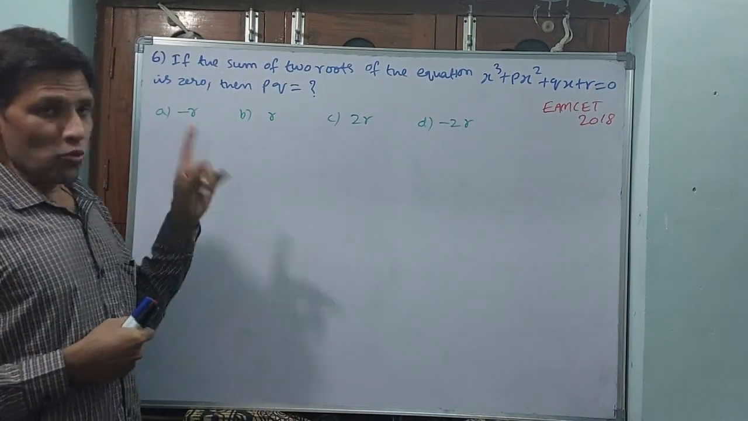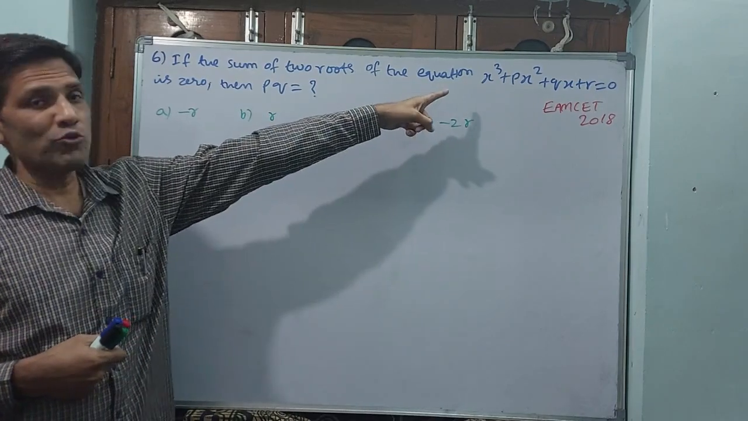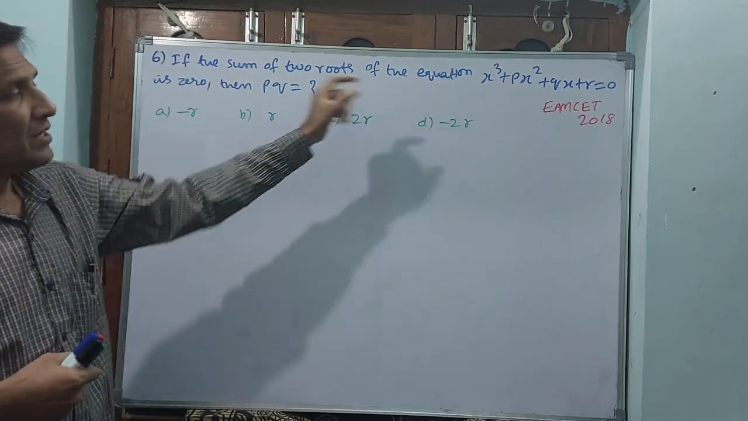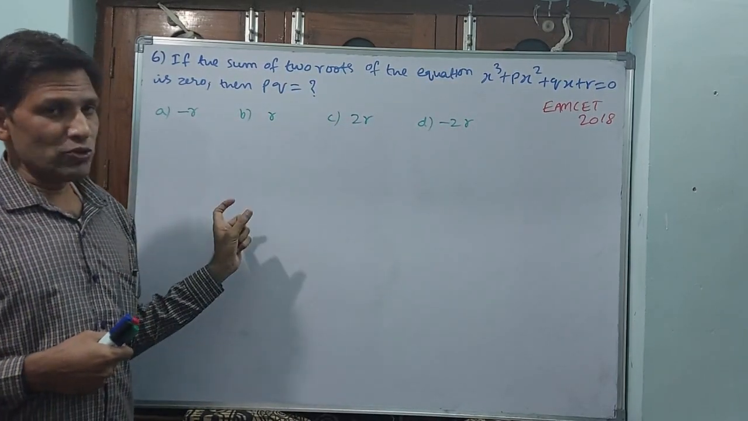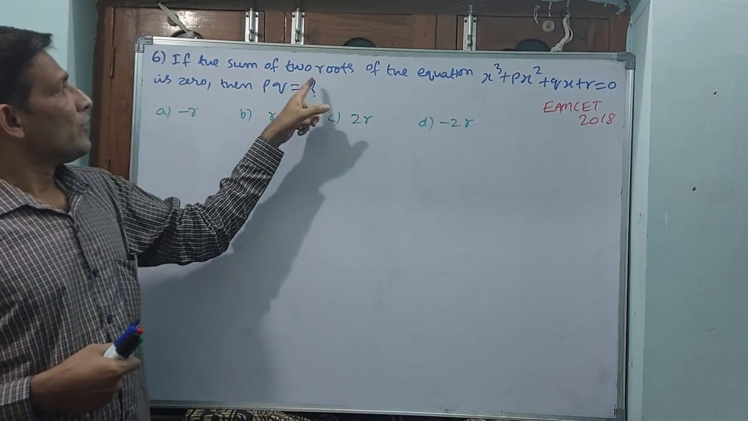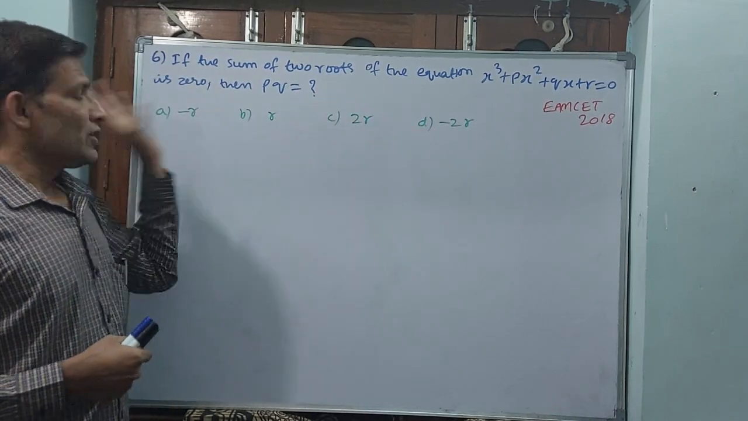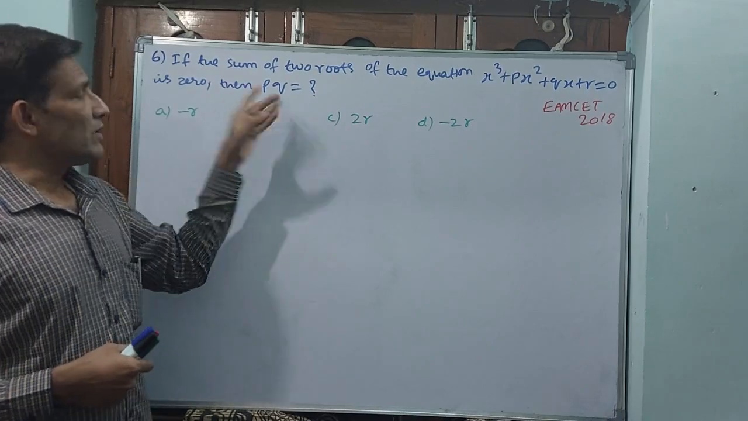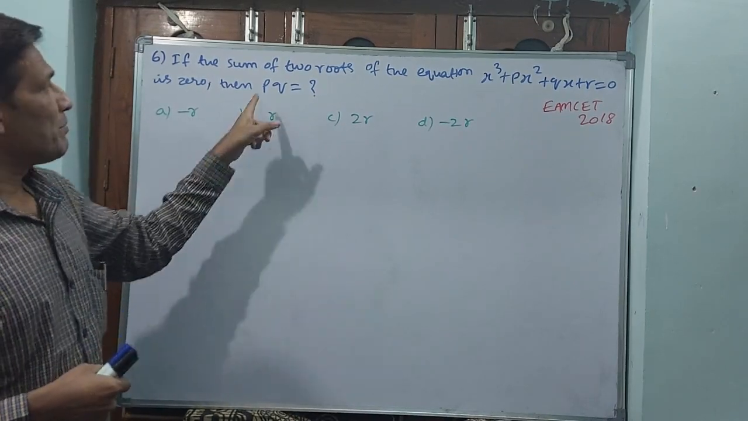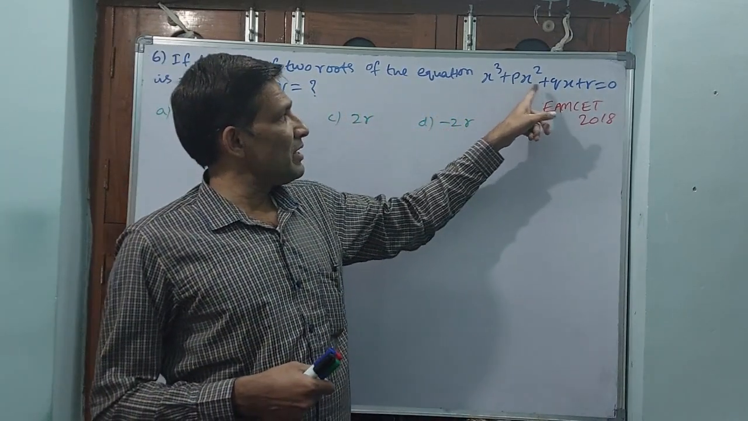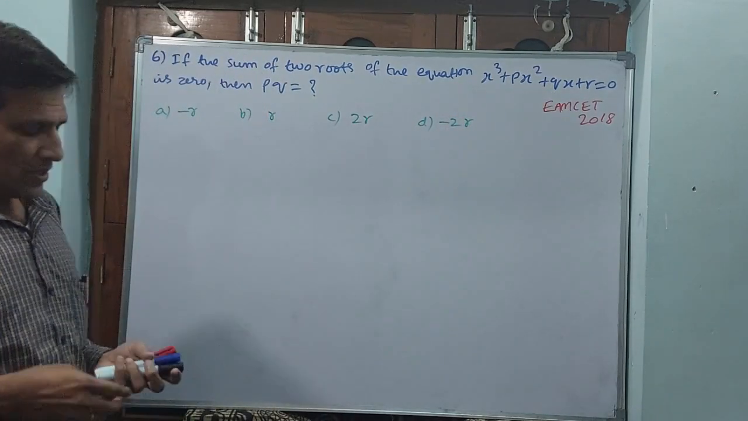If the sum of two roots, see normally x cube means here 3 roots will be there, but among 3 roots, sum of 2 roots of the equation is 0, then what is the pq value like that? That will be p into q. See how to proceed.